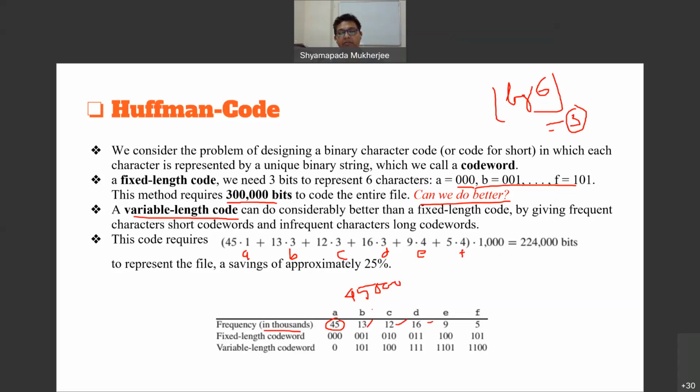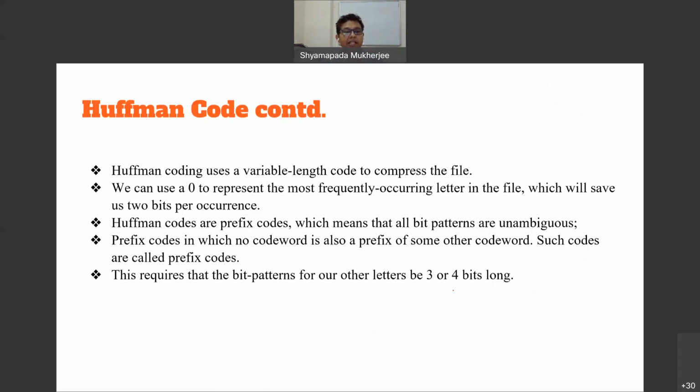So we can calculate the total number of bits we need to encode this entire file. That is 224,000 bits, which is almost 76,000 bits fewer. So it saves approximately 25% of memory. So a variable length code word actually saves memory. Huffman coding is based on this idea of variable length code words. As I said, Huffman code uses a variable length code to compress a file.